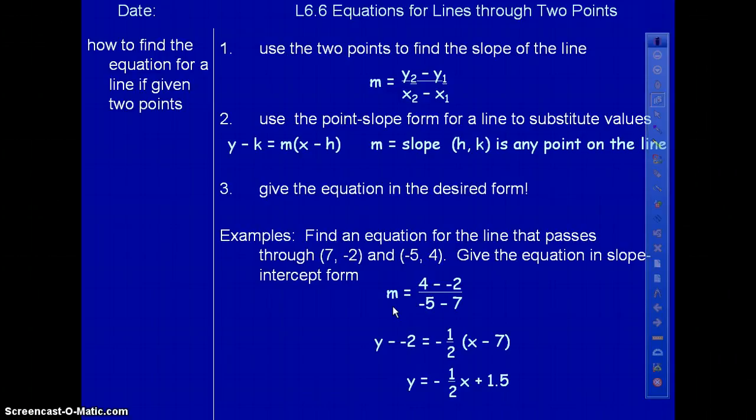So this is an example of how we can take any 2 points and write an equation for the line. We first use the 2 points to find the slope of the line, calculating our change in y over our change in x as we began to do in lesson 6.2. We would then use this point-slope form that we talked about in lesson 6.5, using the slope and either of the 2 points to enter in to get the equation for the line. And then we would go ahead and give the equation in the desired form.